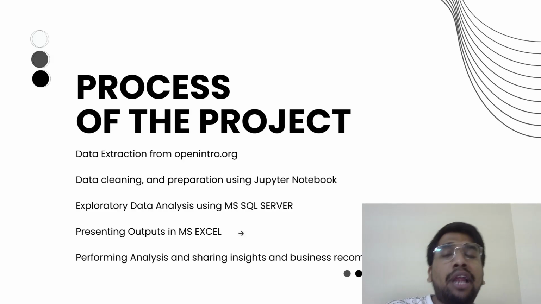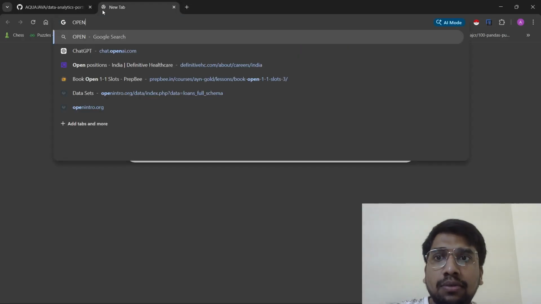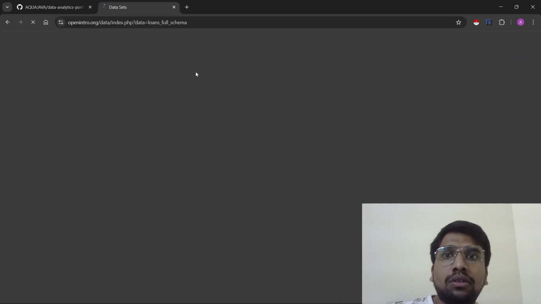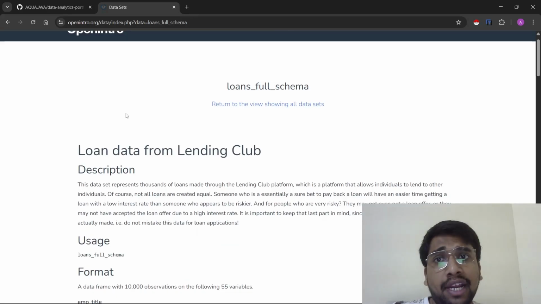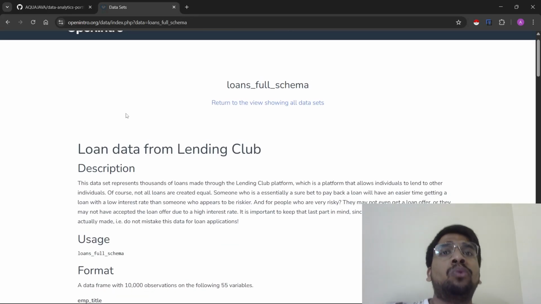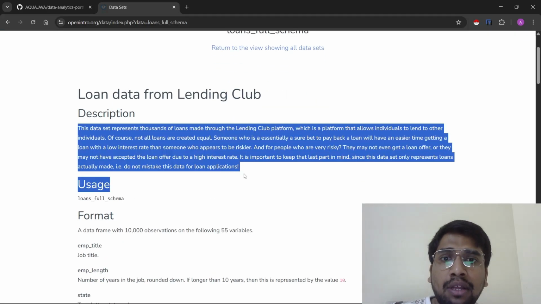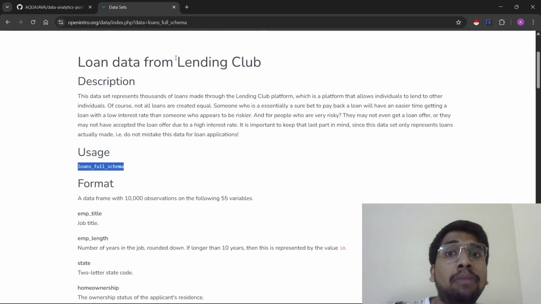Okay, now I would like to first show you the data set from where I downloaded it. So this is the website from where I had downloaded the data set. It is called openintro.org. It has a lot of other data sets as well, but since I wanted to know more about the credit risk industry and the banking one, I downloaded this data set and did my project on this. You can see the description here, and the name of the data set is loans full schema, and this data is from Lending Club.